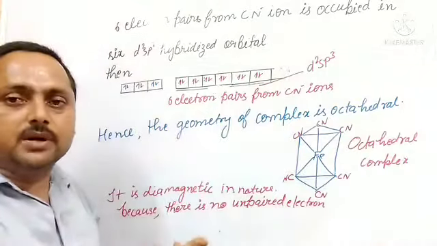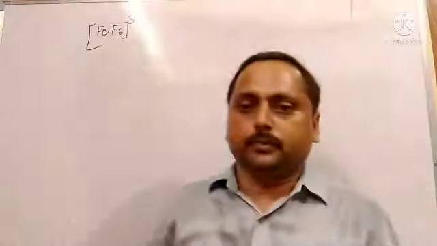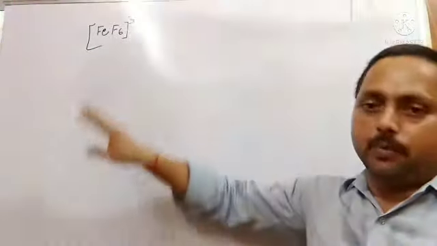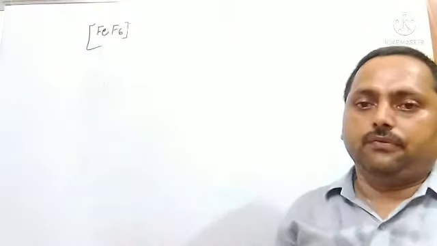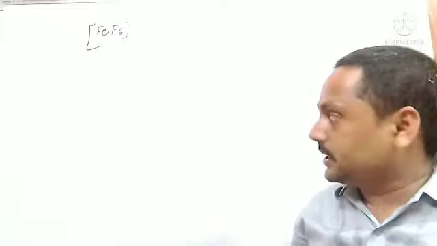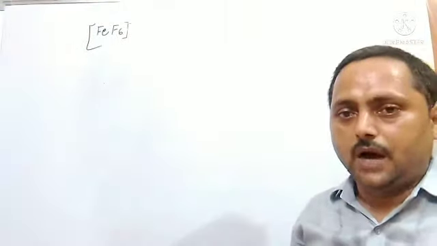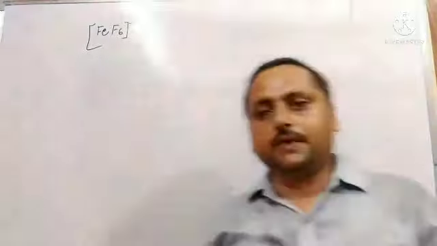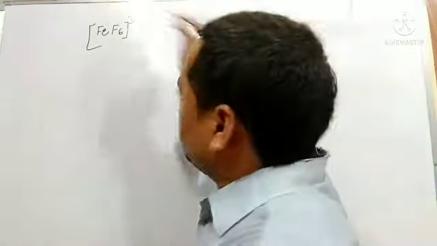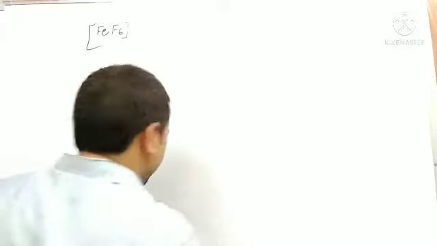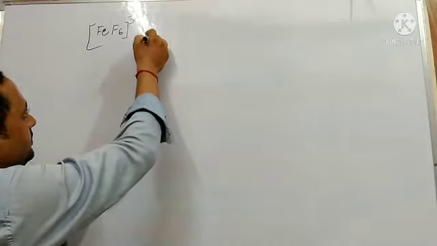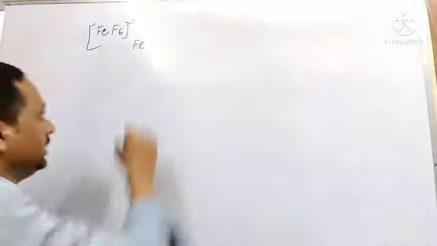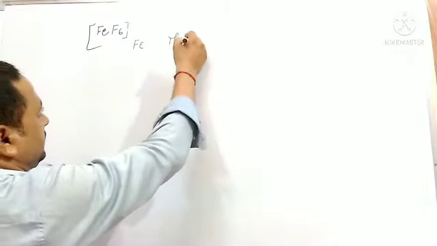One more example we will discuss. So let us discuss another example with the help of VBT. The complex is FeF6 3-. What is the oxidation state of Fe here? The oxidation state of Fe is +3. Okay.